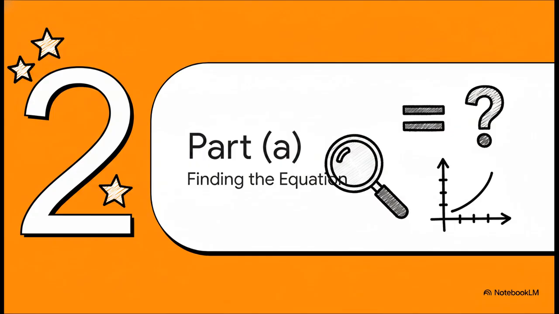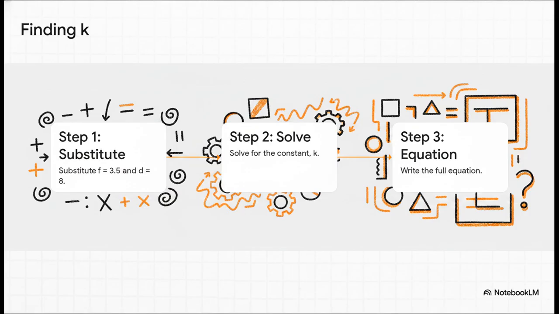The question asks for the equation for F in terms of d. Really, that's just a fancy way of saying, hey, go find the value of k. So how do we do it? Well, we just use the values they gave us. We plug F equals 3.5 and d equals 8 right into our basic equation. That gives us 3.5 equals k divided by 8 squared. We know 8 squared is 64, so to get k all by itself, we just multiply 3.5 by 64, which gives us 224.